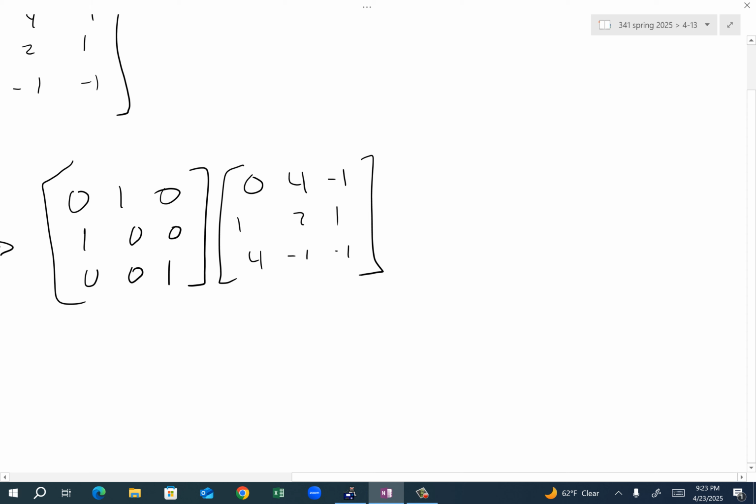What would happen? Well, let's find out. So you take that first row times the first column, and what are you going to be given? Well, it's pretty straightforward. You're going to go 0 times 0, 1 times 1, 0 times 4. You're going to get 1. On the middle row, you're going to get 0 times 4, and then 1 times 2, and then 0 times negative 1. You're going to get 2. And then on the far row, you're going to get 0 times negative 1, 1 times 1. Now, on the second row down, you're going to get 0, 4, negative 1. And then, of course, the bottom row doesn't change. And that's it.